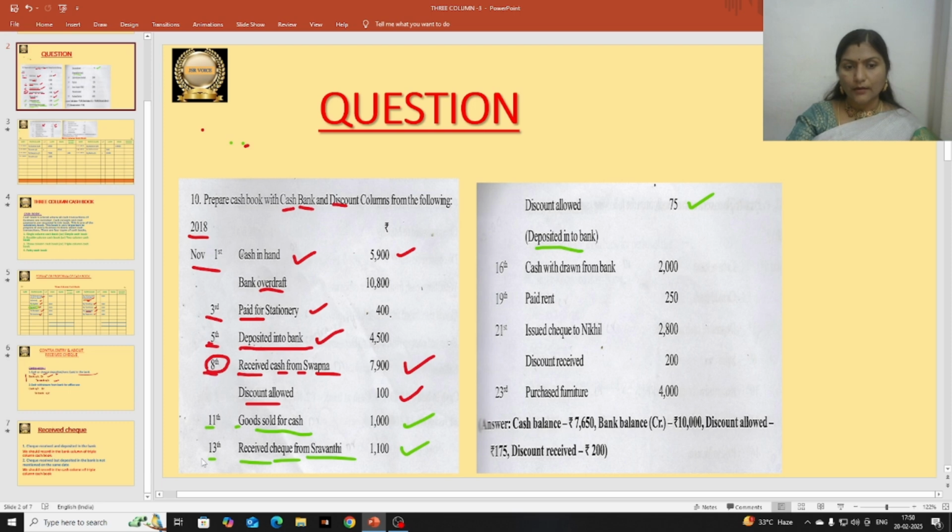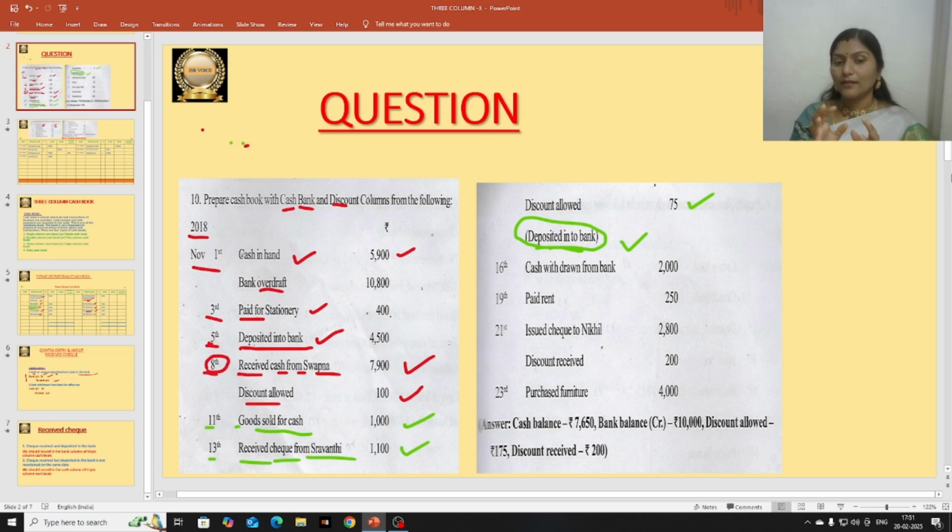You see, on 13th date, received check from Shravanti, 1100, and discount allowed is 75, and that check is deposited into bank on the same day. On 13th only, under 13th only they mentioned that the check is deposited in the bank. So we will write this on the debit side to Shravanti account, and where we will put the amount? Bank column. Why? Because deposited into bank, that sentence is given here.